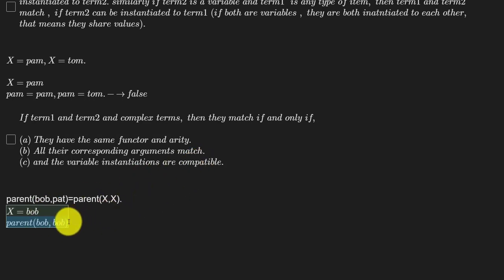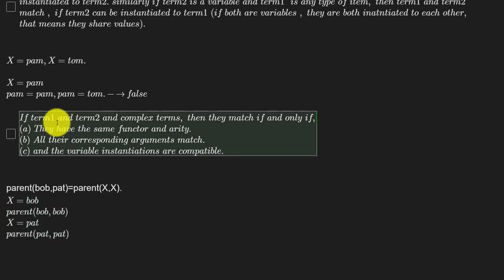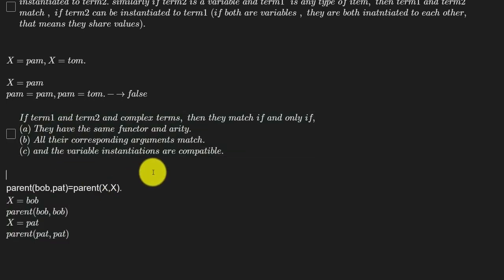Similarly, if we initialize x with Pat over here, it will become parent Pat comma Pat, right? Again, this will not match with the left hand part, because even though the functor name is the same and the number of arguments is also the same, the corresponding arguments are not matching. The second argument is matching, the first argument is not. So this rule is failing over there. So we got a fair idea about rule number 3.